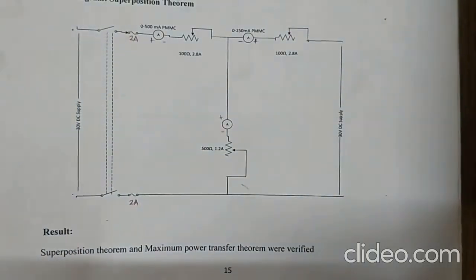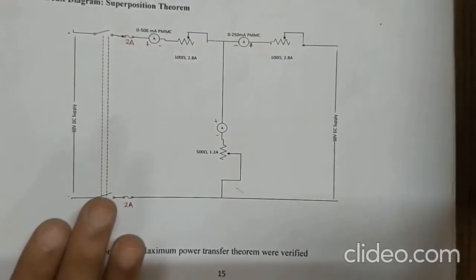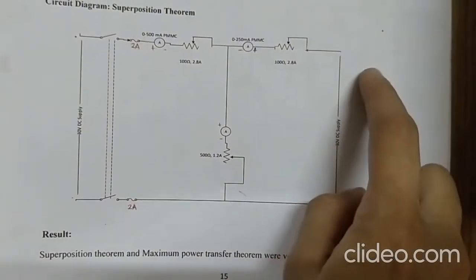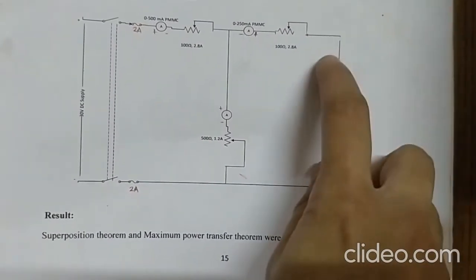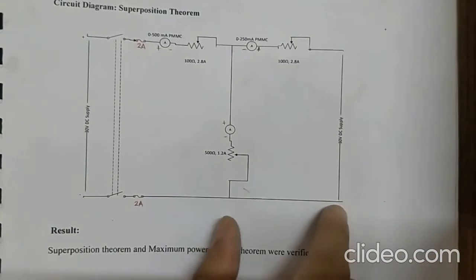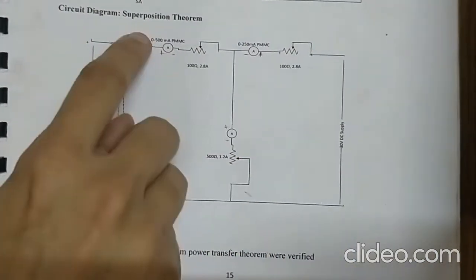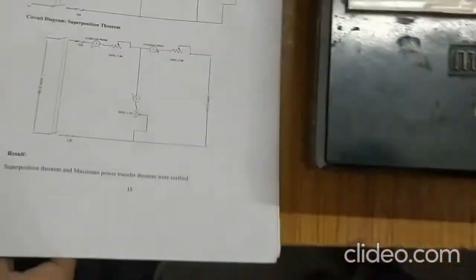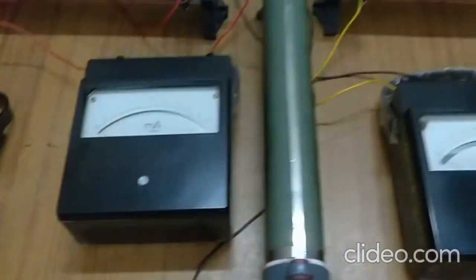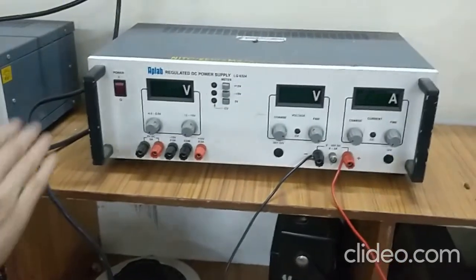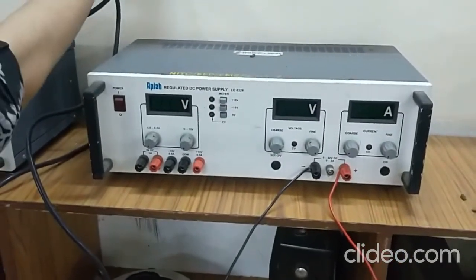Now we will go to case 2 of the circuit. Here we will be giving 30 volt DC supply on this side, and we will be shorting this side, and then finding the ammeter readings in each branch. Okay, so we will move to the connection of this. Now we will switch on the supply.